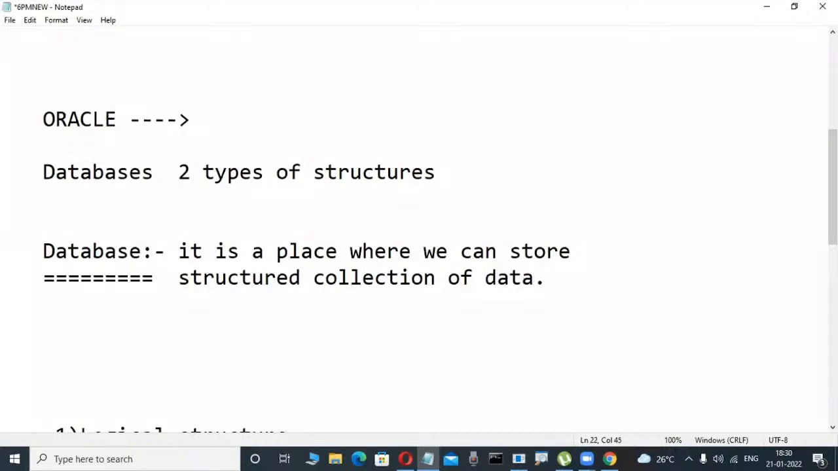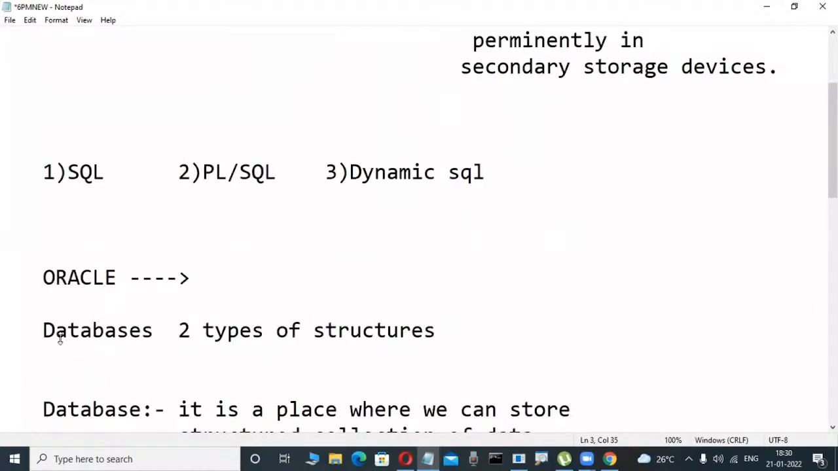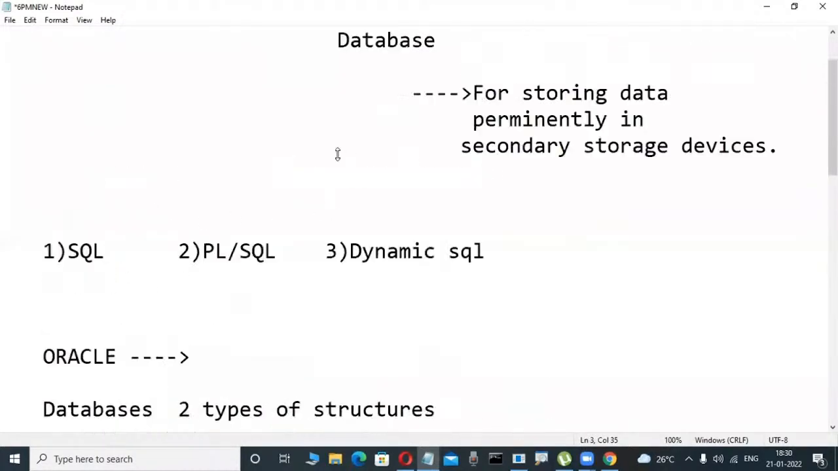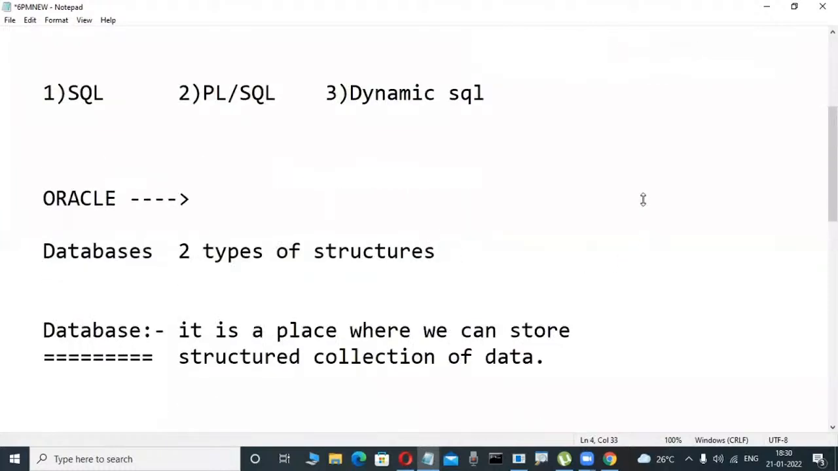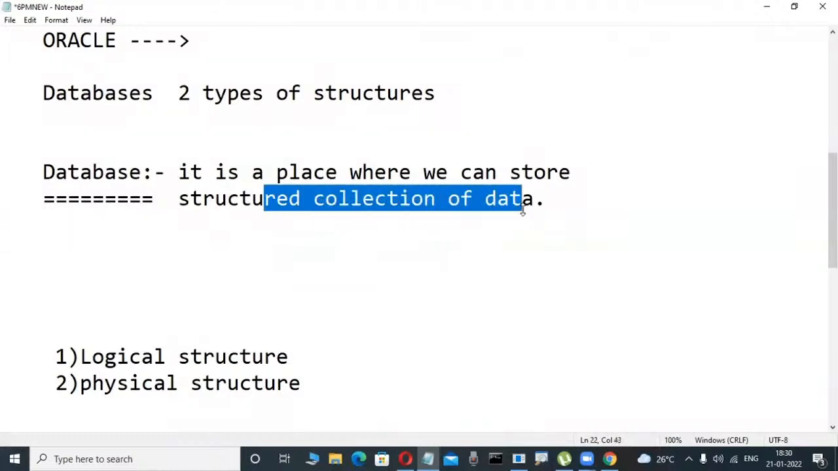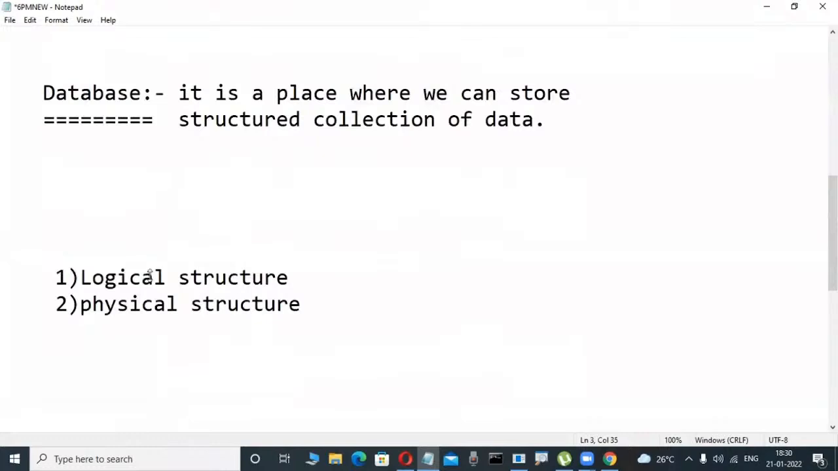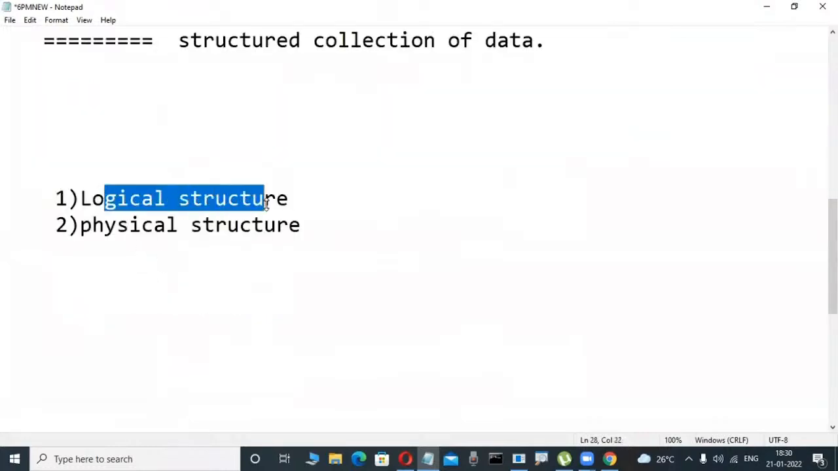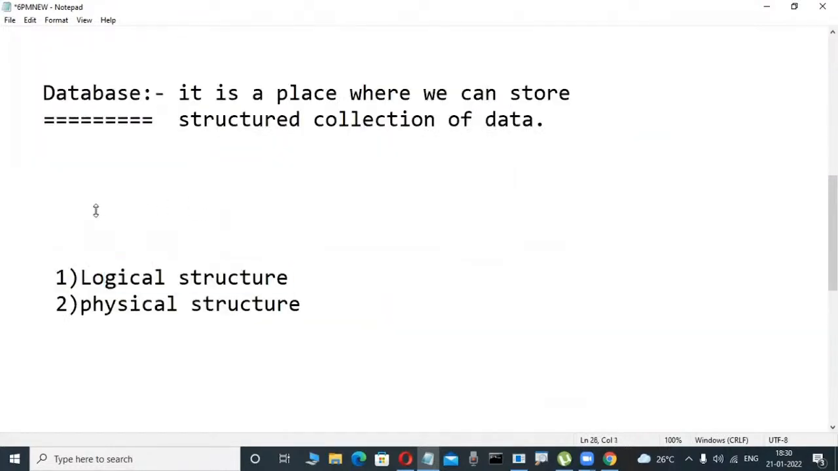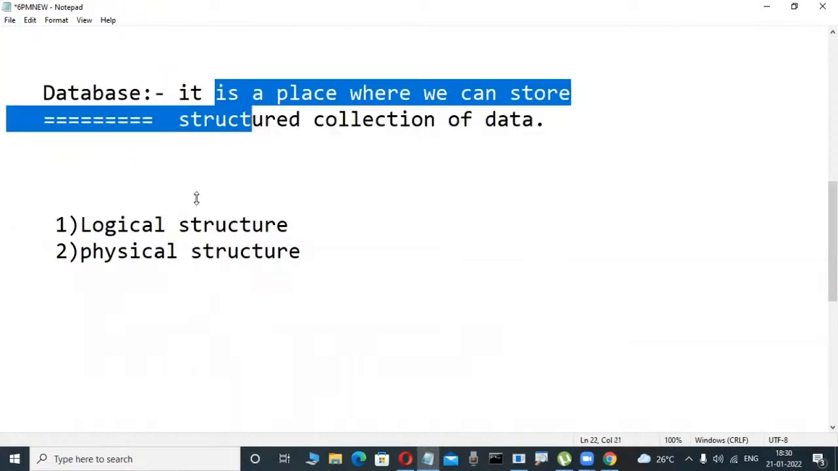Observe here. Actually, whenever we are installing Oracle or any relational database software, what is a database actually? It is a place. Whenever we install this type of software, automatically some place is reserved in the hard disk. In that place only we can store a structured collection of data. Okay, fine. But whenever we are installing these types of software, two types of structures are there. One is logical structure. Another one is physical structure. This definition I am not explaining. Today you will understand one of these days.